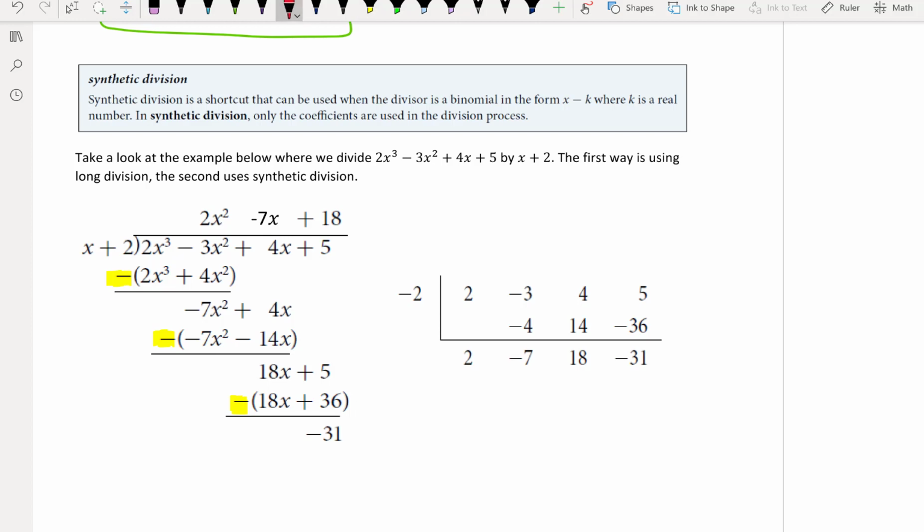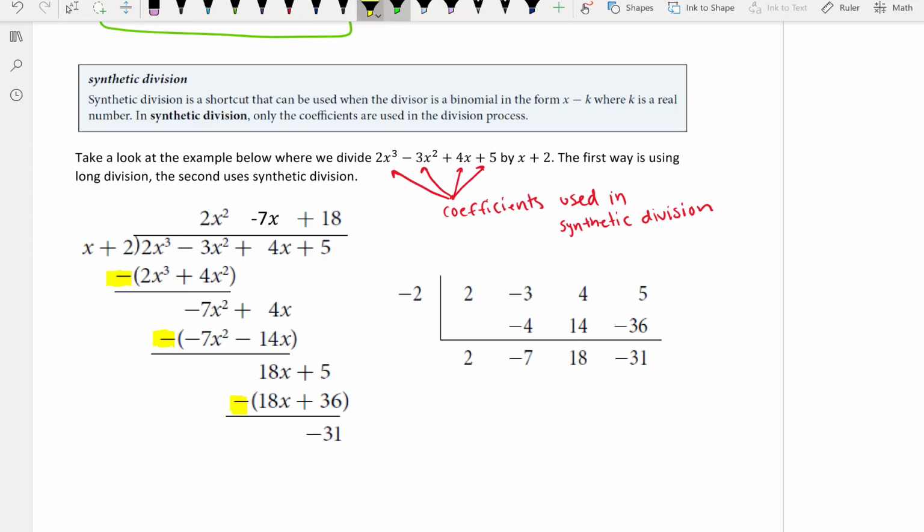So now what they're doing is they're taking these coefficients. Let me rewrite that. They're taking all of these coefficients and using them in synthetic division. So notice how the coefficients are 2, -3, 4, and 5. So I have my 2, -3, +4, and +5. So that is what they're doing here.